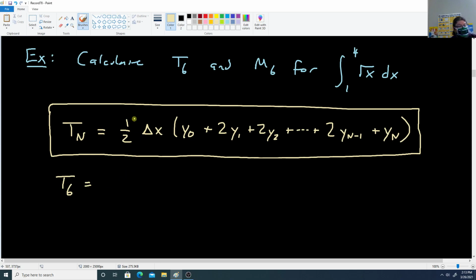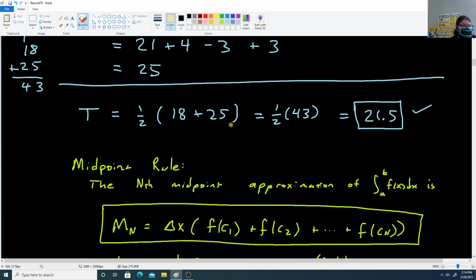All right, so this will be 1/2 times delta x, which is the upper limit of the integral 4 minus the lower limit 1, all divided by the number of pieces we're breaking this into, which in this case is 6. And then we have y0, y1, 2 times y2, 2 times y n minus 1, etc. So if we think about this, it's y0, y1, y2.